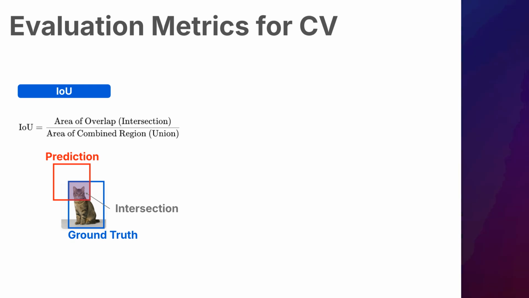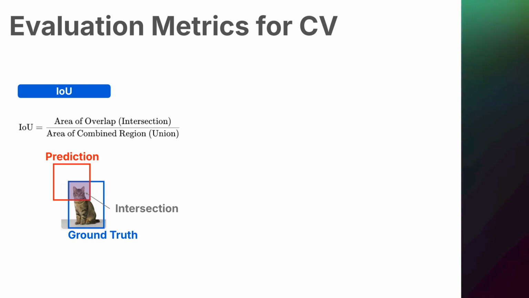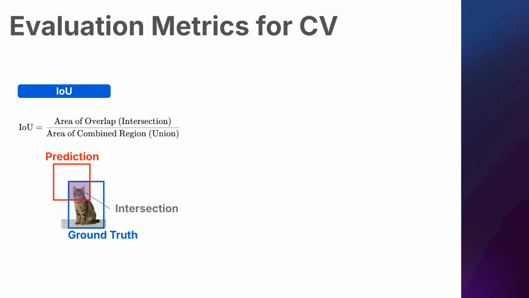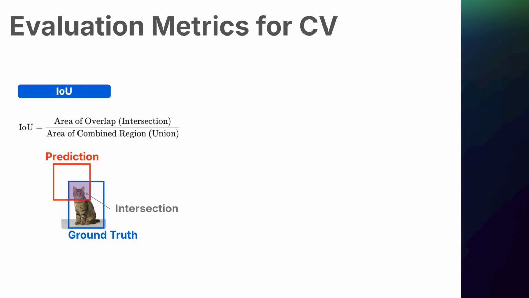This shows the correct location of the cat as labeled by a human. The red box is the prediction. This is where the computer model thinks the cat is. Where these two boxes overlap is labeled intersection. This is the part that both the ground truth and the prediction agree on. It means the model correctly found this part of the object.